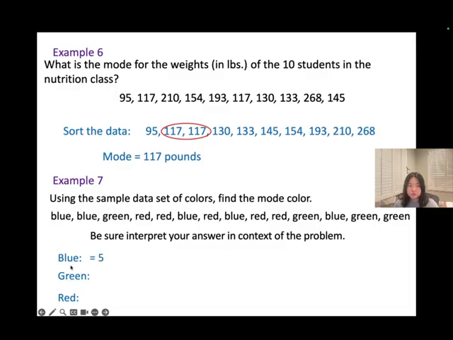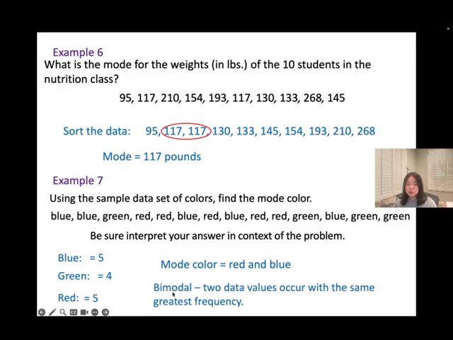Right? I do have 5 blue data. Count for the green, 1, 2, 3, 4. And then the red, 1, 2, 3, 4, 5. So 5 also. And we want to find the most frequent data. So you can see I do have 5 blue and 5 red. So we're going to say the mode colors will be red and blue. And we call this bimodal. Bimodal means 2 data values occur with the same greatest frequency.